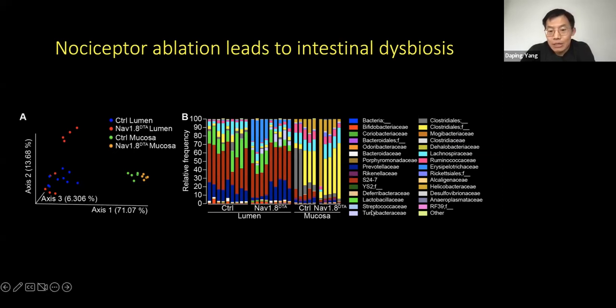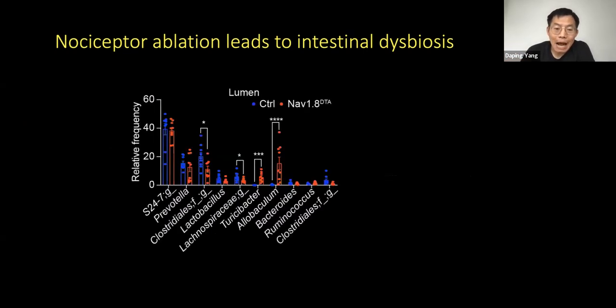Further analysis shows that two bacterial families out of Firmicutes, which are Erysipelotrichia and Clostridia, as the blue color you can see from here, are significantly expanded. And out of these two families, we found two bacteria, Turicibacter and Allobaculum, are dramatically expanded in the knockout mice compared with that of control.